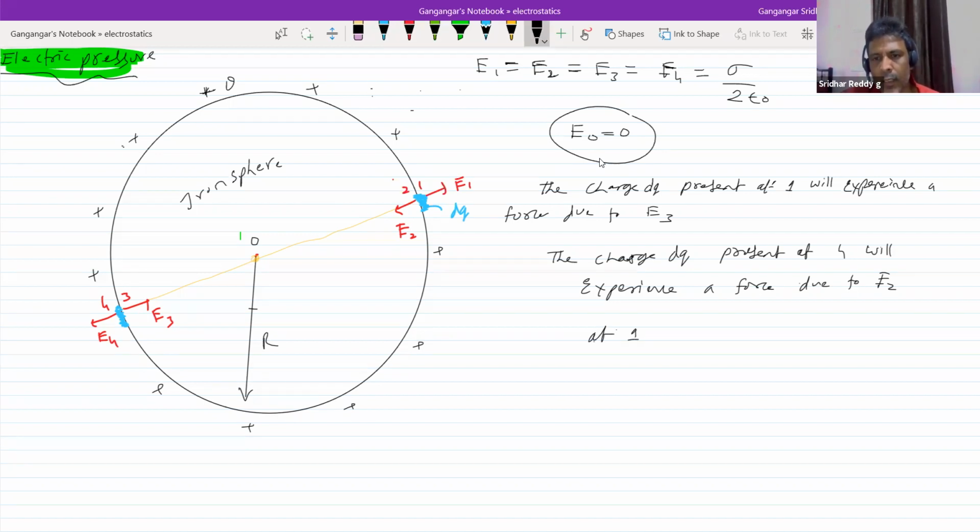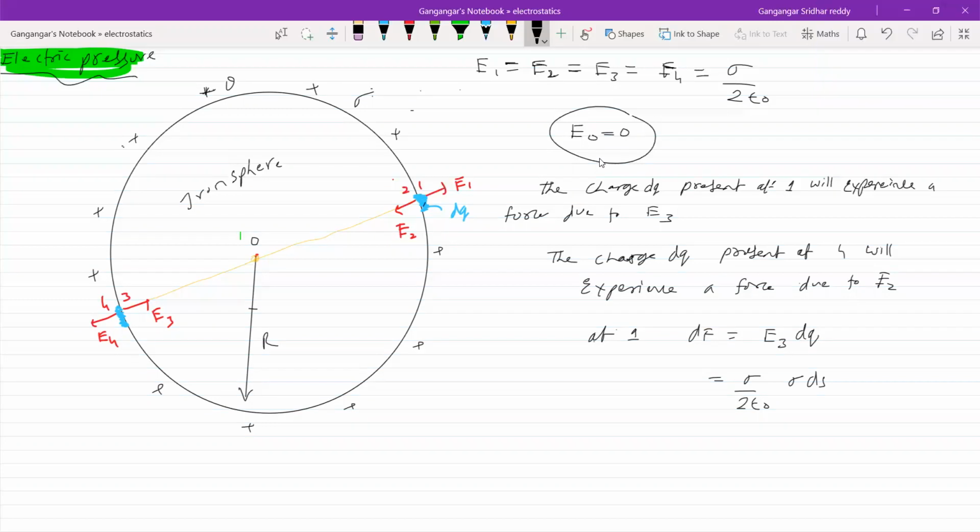So dF is equal to E3 into dq, the charge. We know what E1, E2, E3 are. That should be equal to how much? Sigma by 2 epsilon naught. So write it here, sigma by 2 epsilon naught. What is dq? Surface charge density is sigma, no? So dq you can write as sigma into ds. ds is a small elemental area, like a football patch, you can take it.